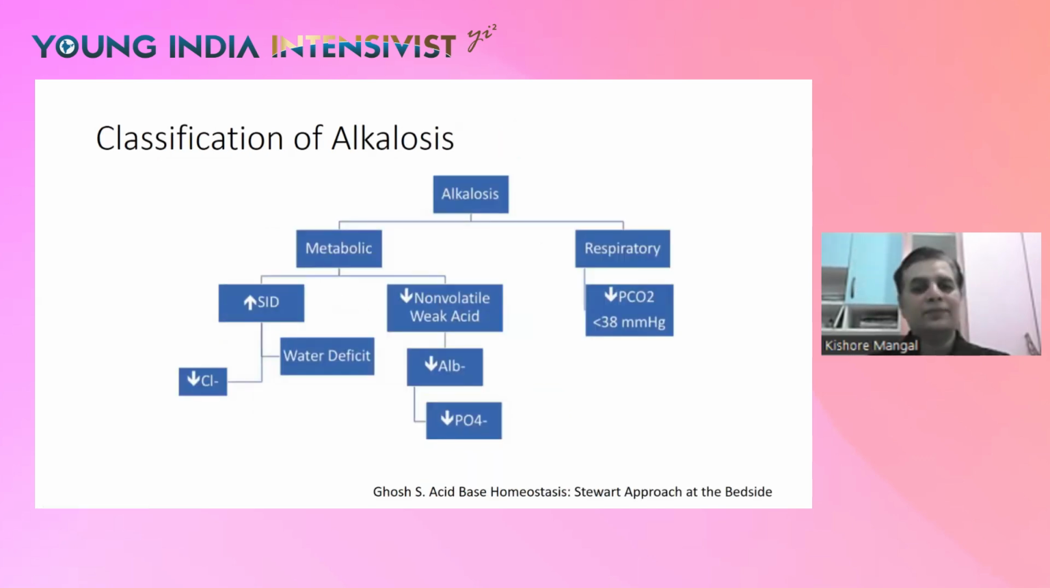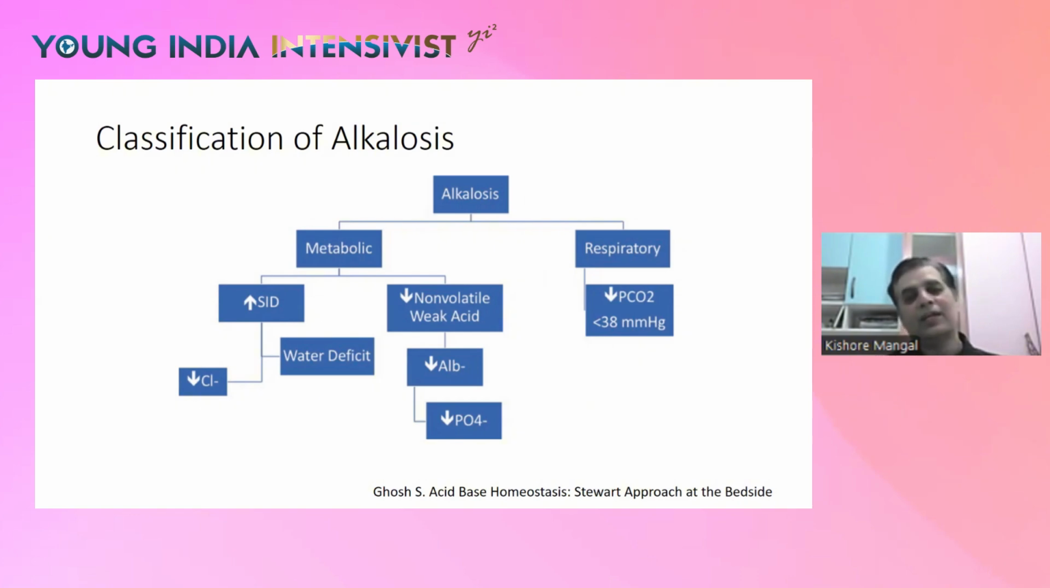Now coming to the classification of alkalosis. Alkalosis, again, can be metabolic in origin or respiratory in origin. If it is respiratory in origin, we will see that the CO2 levels will be reduced. But if it is metabolic in origin, it can have two reasons. One, the strong ion difference can be increased, or the non-volatile weak acid is reduced.